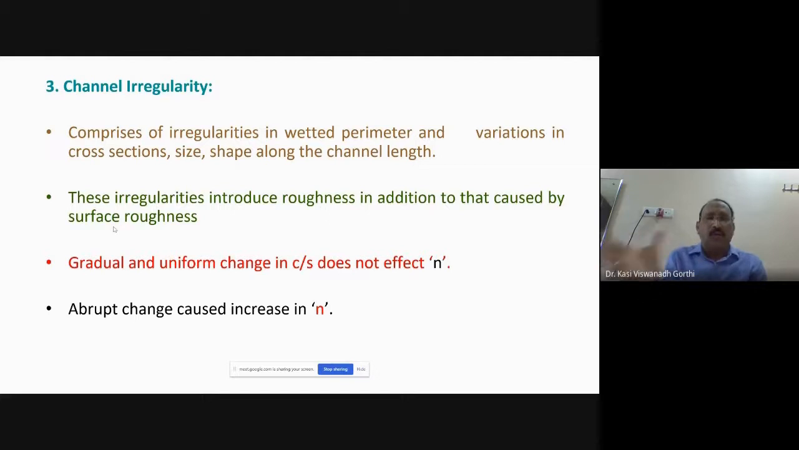Surface roughness is, anyway, big boulders will be rough, and fine-grained soils will be smooth. That is the channel roughness. Apart from this, if there is any irregularity with respect to the shape and size of the channel, then this will cause additional roughness in the value of n. A gradual and uniform change in the cross section does not affect the value of n. However, the value of n is severely affected by the irregularities in the wetted perimeter, cross section, size, and shape of the canal. So an abrupt change causes an increase in the value of n.